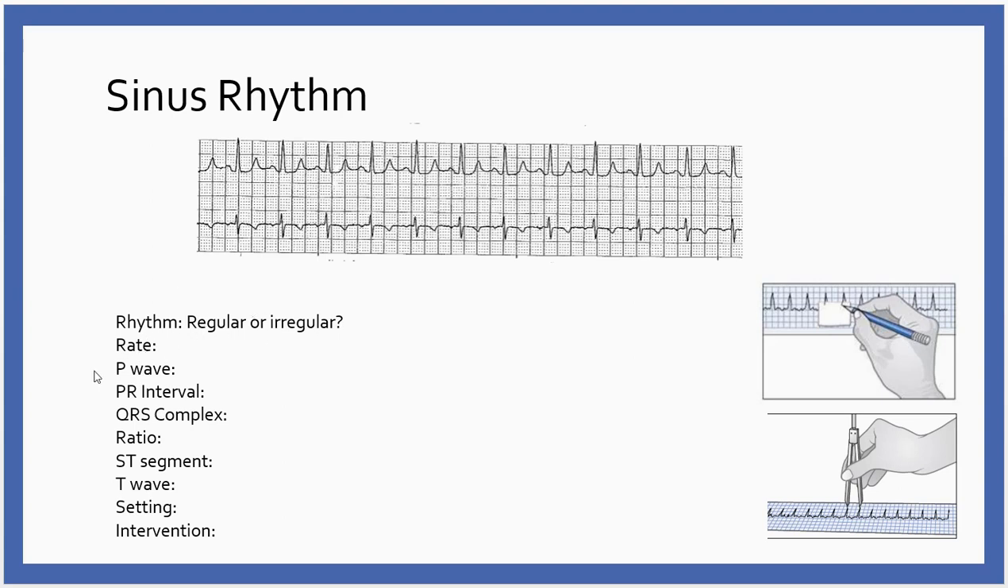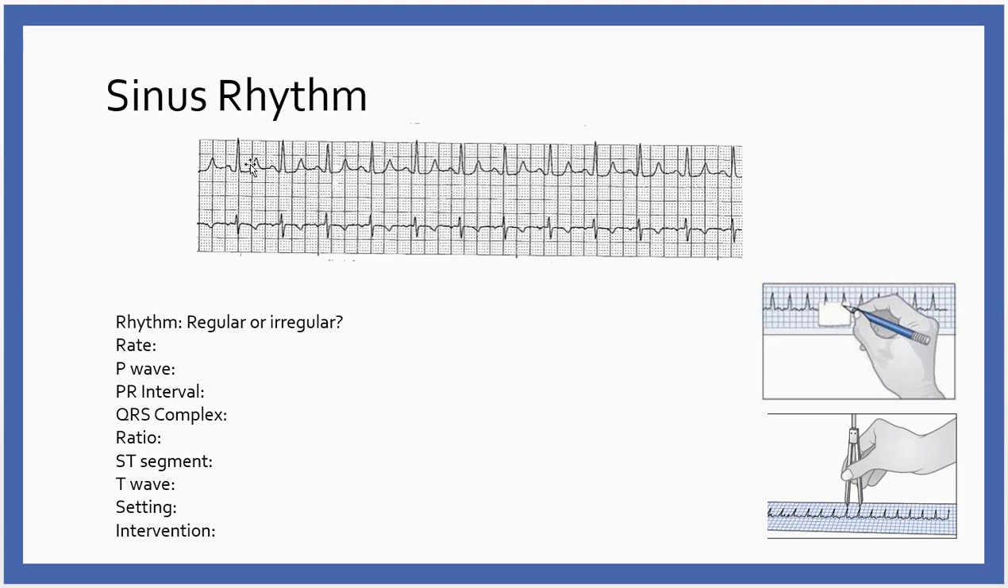Now I'm going to look for my P waves. And before I go pointing them out, I want you to look at the rhythm strip and find the P waves. So hopefully you are looking at this little bump right here. This is a P wave. This is a P wave. This is a P wave. Here's a P wave. Now you'll notice that I've got these 2 strips going here.